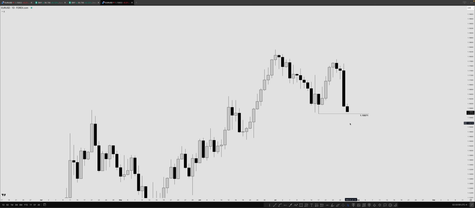So what we don't want to do now is focus on daily time frame bullish PDAs, because you can see that daily time frame bullish PDAs has been broken, meaning that daily time frame bullish order flow has been broken.